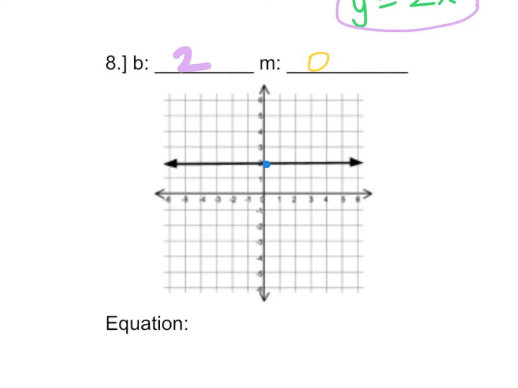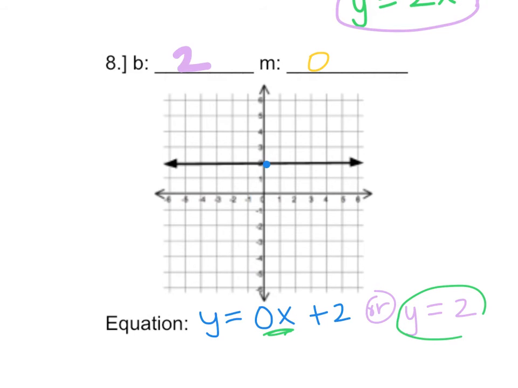Okay, so now we're going to write the equation. Y equals 2x. Nope, that's wrong. Y equals, the slope is 0, 0x plus 2. Another way to write this, more simplified, is just y equals 2, because 0 times x is just 0. We're not going to say this is wrong if that's what you came up with, though.